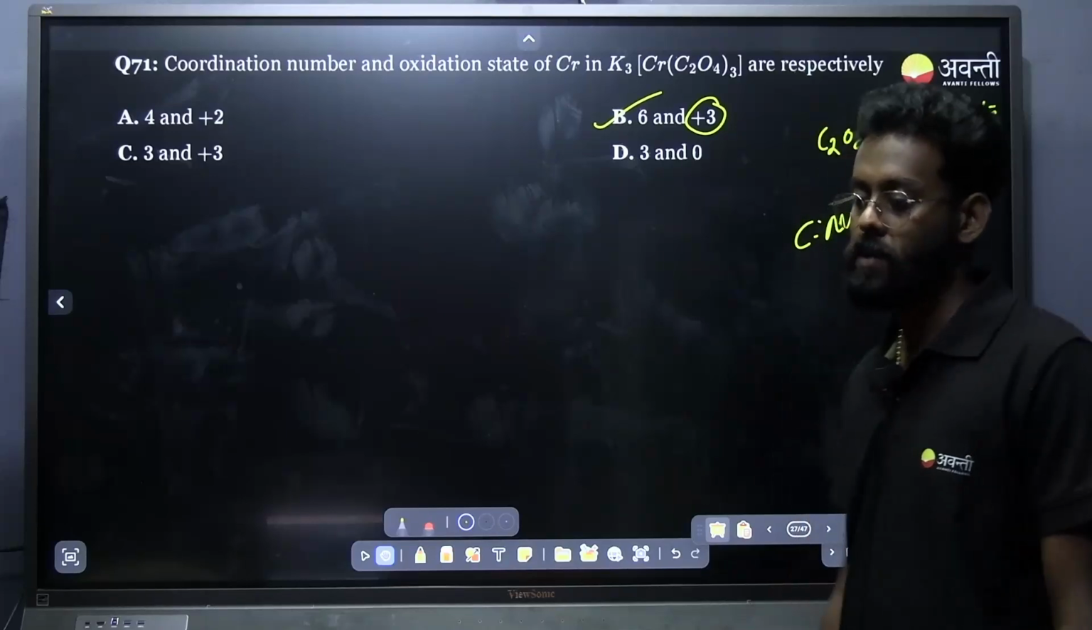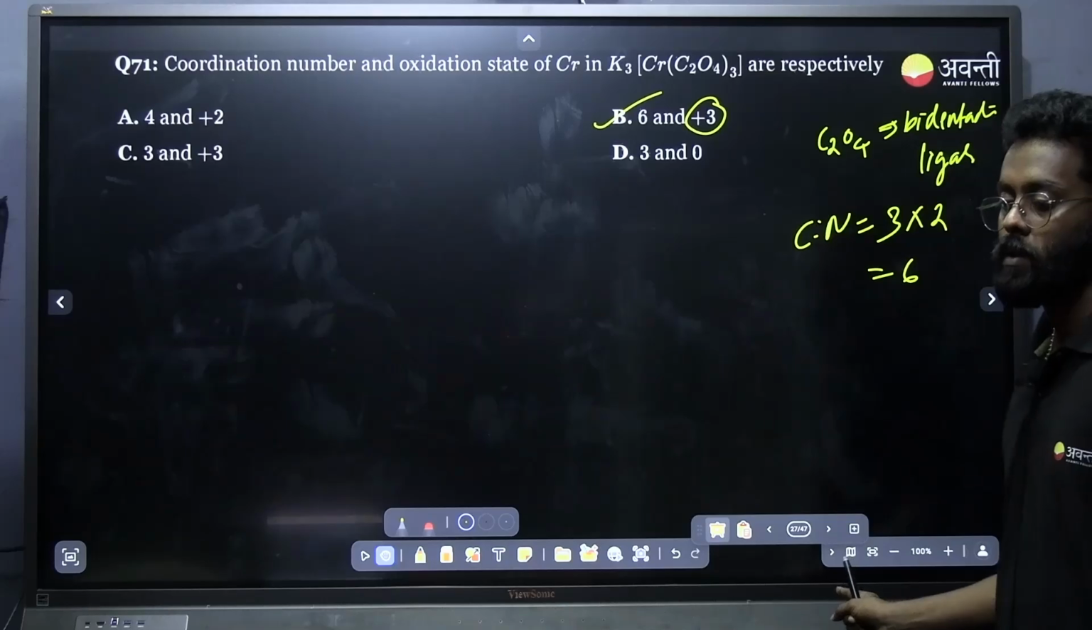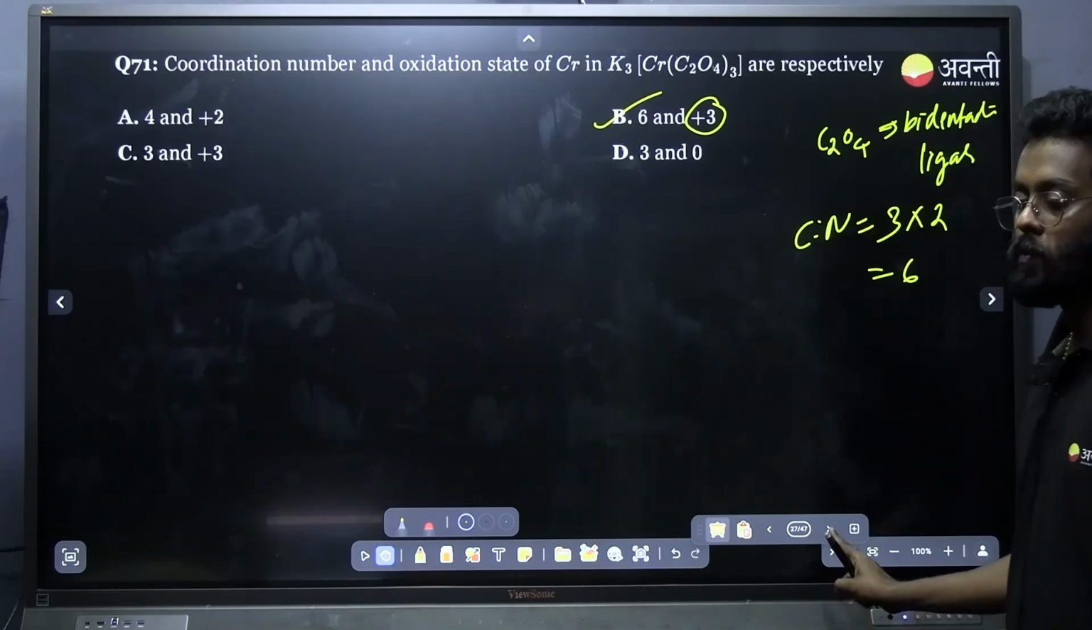Okay, I hope it is clear. It's an easy question from the coordination compound chapter. You can find it by yourself. I am moving to the next question.